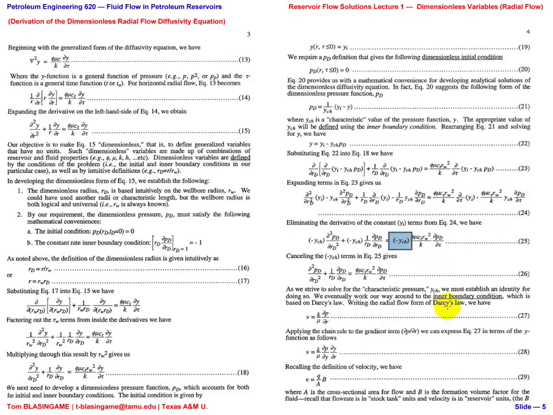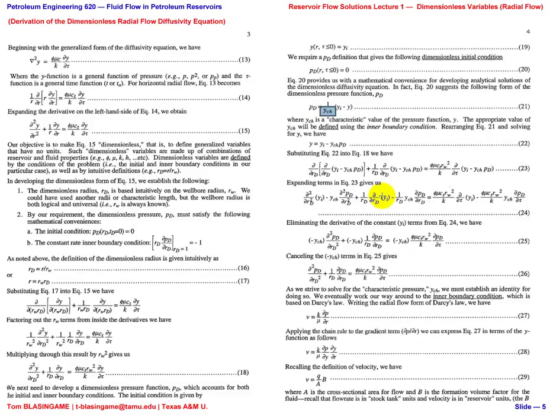Cam, I'll give you the glory. What do we do? Just eliminate them. Okay, so now we have d squared p_D over dr_D squared plus 1 over r_D dp_D over dr_D is equal to this. Okay, we're done, right? It was that fast, except unfortunately we don't know what y characteristic is.